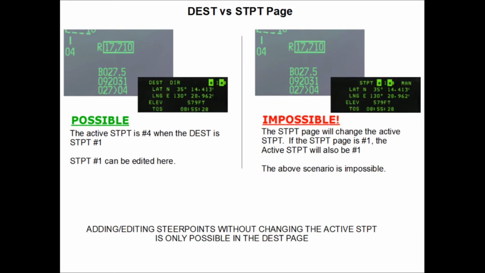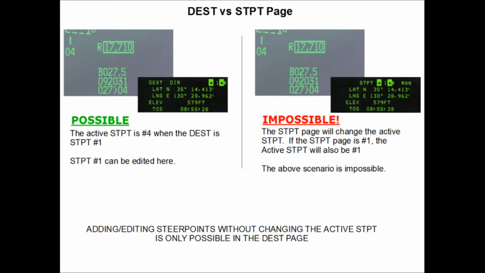So, what we have displayed here is an impossible scenario. We have the steer point page reflecting steer point 1 being selected, and we have the HUD showing that we are referencing steer 4. What makes this impossible is the active steer point is always what's going to be reflected in the steer point DED page. In other words, if you want to modify steer point 8 data, when you change the steer point on your DED page to 8, it's going to change your active steer point to 8.